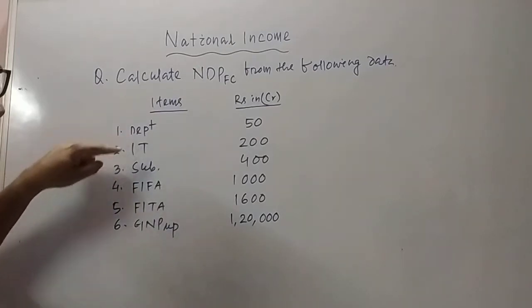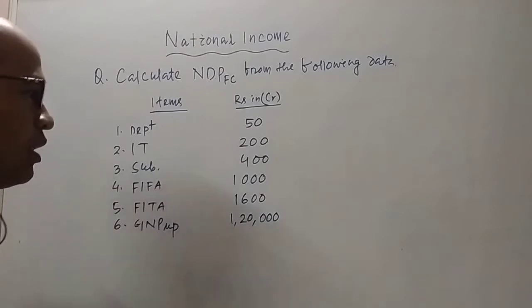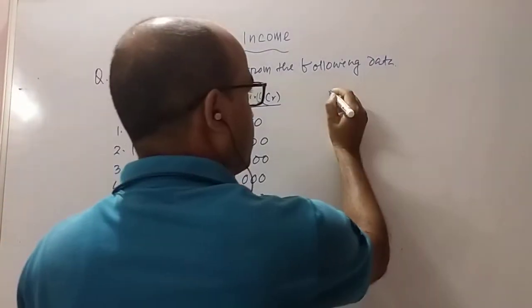What are the things given? First is the depreciation, indirect taxes, subsidy, FIFA, FITA, and the GNPmp. Okay. Then if this question is there, how to solve? Solution.